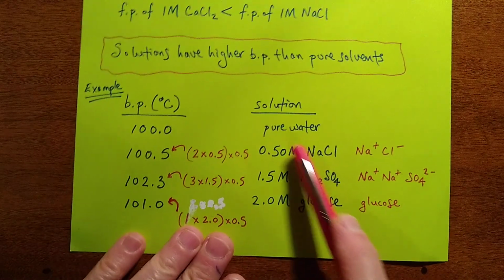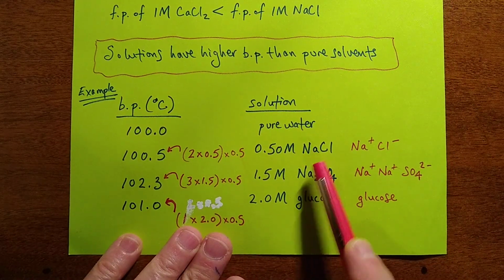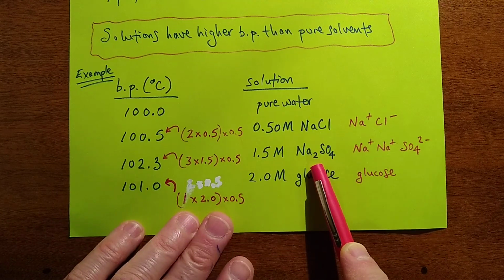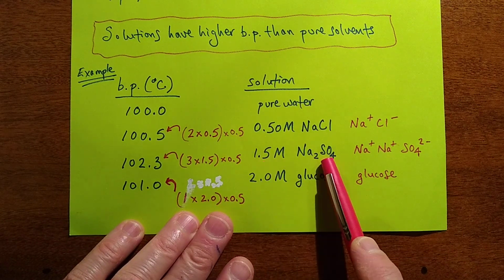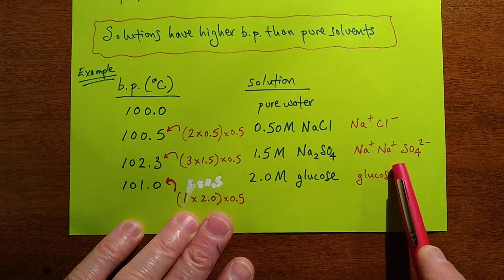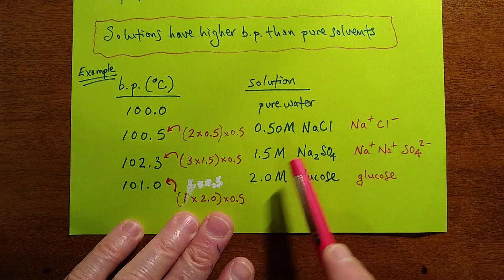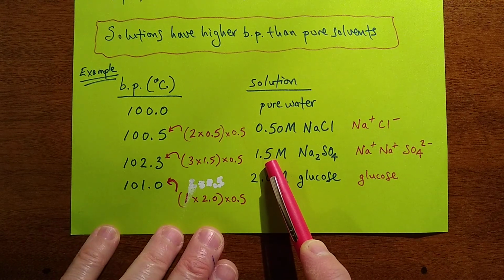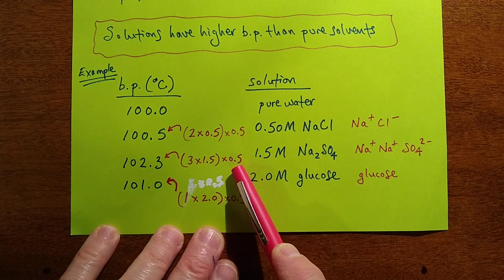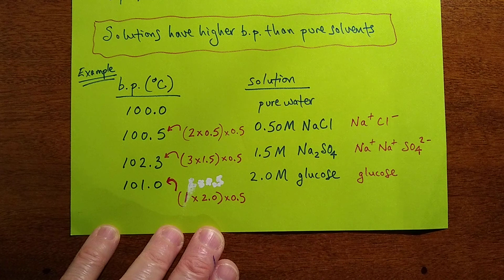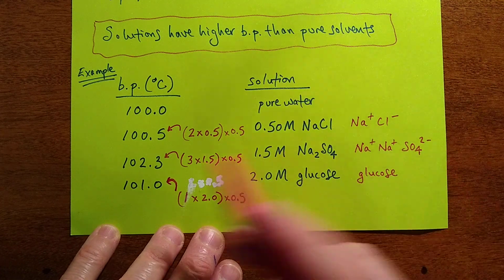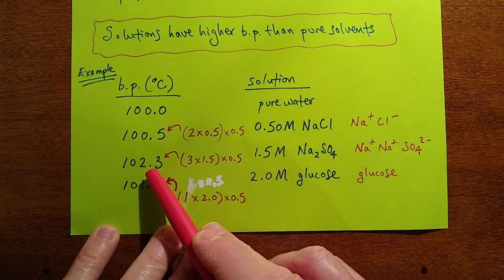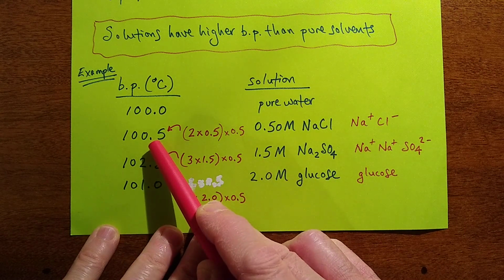Now, if you compare the effect of half molar sodium chloride with 1.5 molar sodium sulfate, the effect is more drastic. Sodium sulfate breaks apart into three ions. So 3 times this concentration is 4.5. 4.5 times 0.5 is about 2 1/4, 2.3. So that's why the boiling point of this solution, sodium sulfate, is actually higher than the boiling point of half molar sodium chloride.